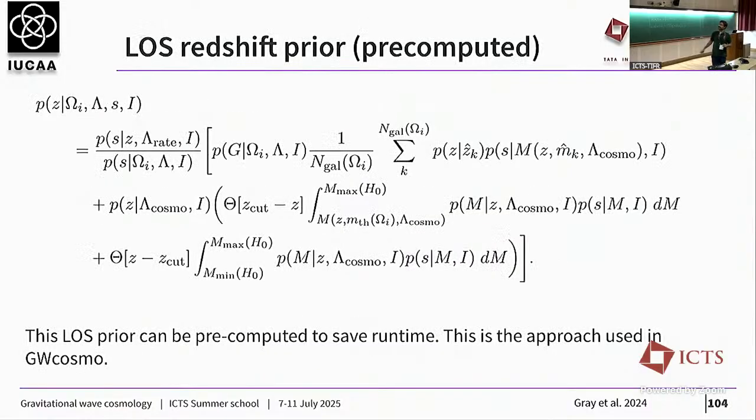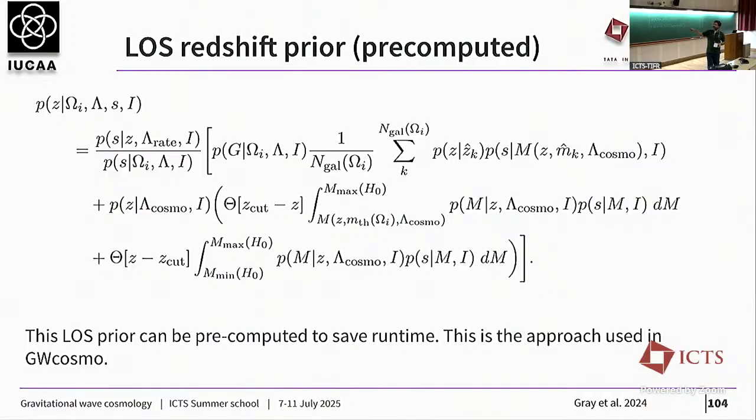Okay, so this line of sight prior, this depends upon the location of the pixel. This can be pre-computed. Okay. The reason why it can be pre-computed is once a galaxy catalog is given, then you know what are all the galaxies in a particular pixel. You can directly compute it. You don't have to do it each and every time you are given a certain set of cosmological or gravitational wave related parameters. So you pre-compute it for computational reasons.